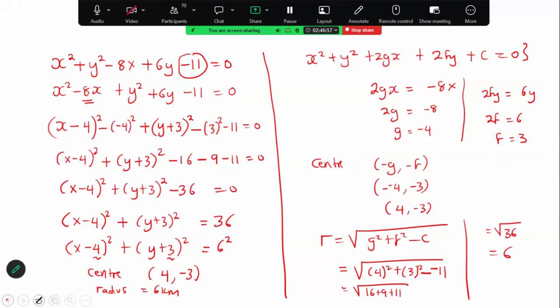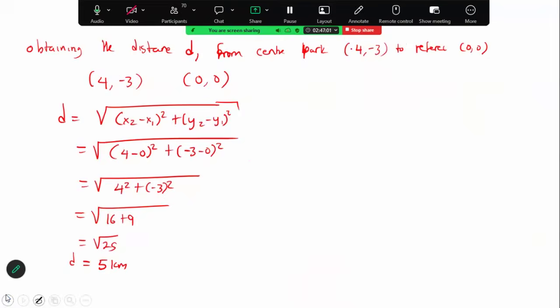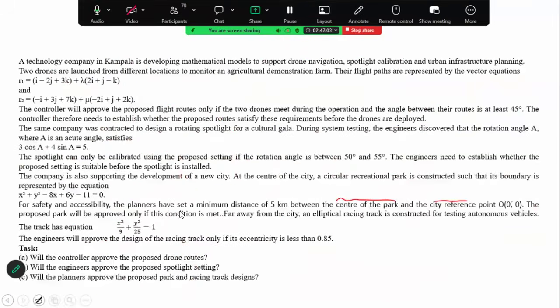So that is how you can conclude. Then the last bit of the item, they went on and told us that the track has an equation. This is the equation. The engineers will approve the design of the racing track only if its eccentricity is less than 0.85.